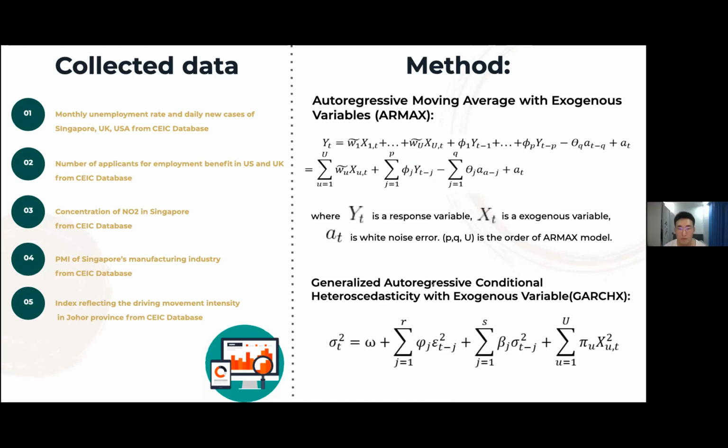The first is our main data set, which was provided by Professor. The other four data sets are all exogenous variables. In terms of unemployment rates, the number of workers who applied for unemployment benefits is used as the exogenous variable for US and UK, as it directly reflected how many people were unemployed. However, the statistic is not available for Singapore, so we chose the concentration of nitrogen dioxide.